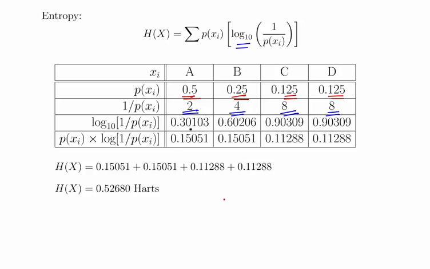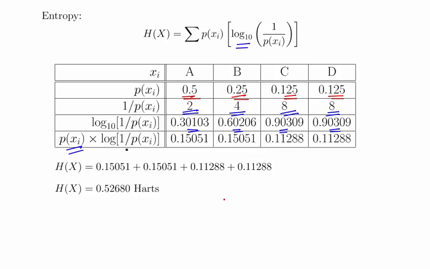Now I have it to 5 decimal places here. I don't really need to do that. 0.30103, that's for A, which is 0.5, where 1 over the probability is 2. So the log to the base 10 of 2 is essentially 0.301. 0.602 for 4, or B, sorry. For C, 1 over the probability is 8, and the log is 0.90309, and then likewise that's the same for D.